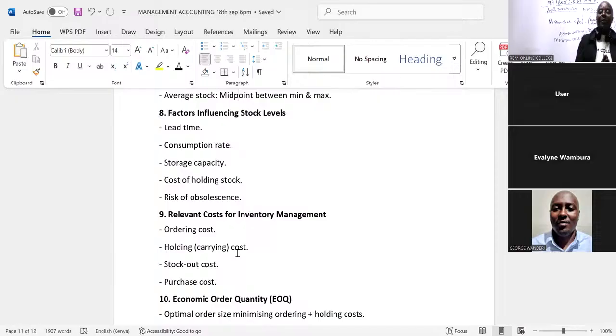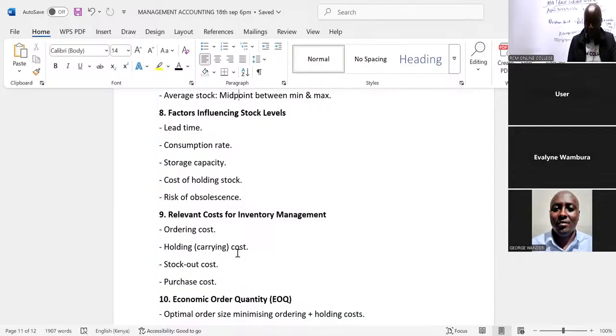The time taken by the supplier to deliver. That is lead time, delivery time. So you see there are those suppliers who, when you call them, will be able to deliver goods almost immediately. If they can deliver goods quite fast, do I need to keep a lot of them, or should I keep very few?